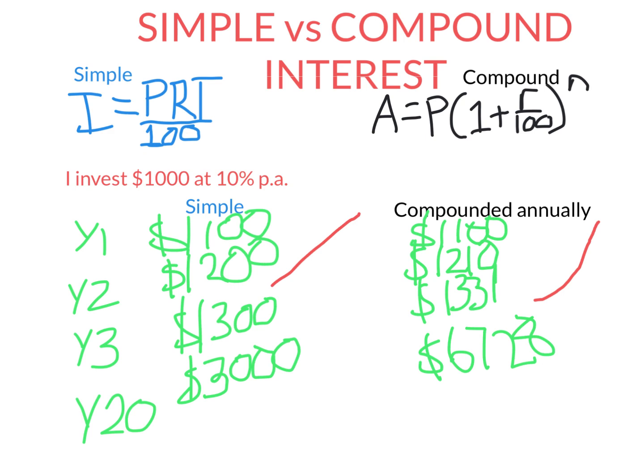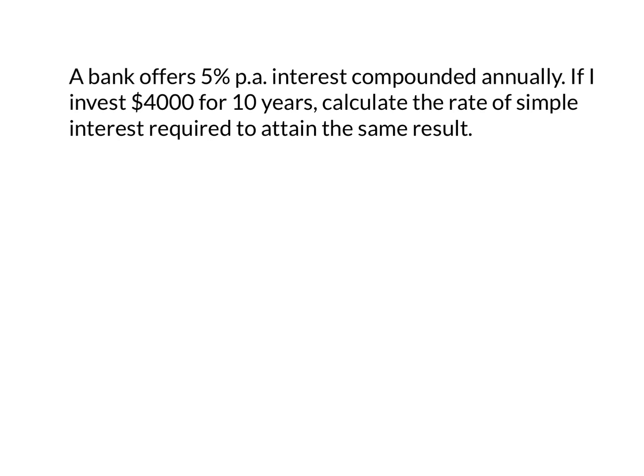All right, let's now look at another example involving the link between simple and compound interest. So a bank offers 5% per annum interest compounded annually. If I invest $4,000 for 10 years, what is the rate of simple interest required to attain the same result? So the idea here is that if the interest was compounded annually, I'd end up with substantially more money than if it were simple interest. So I would need a much higher rate for simple interest than for compound interest to earn the same amount of money.